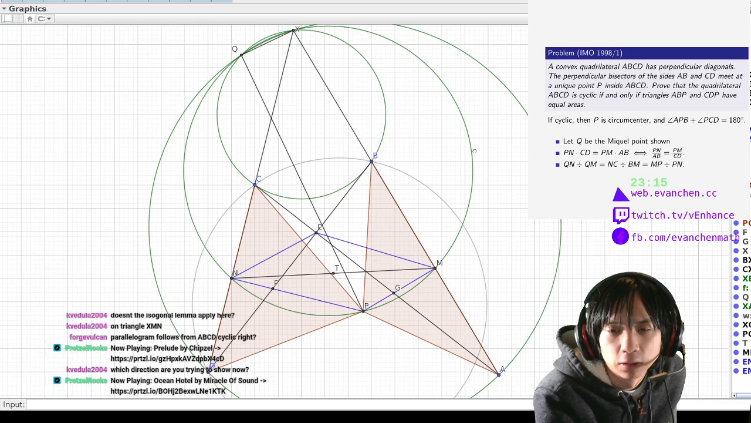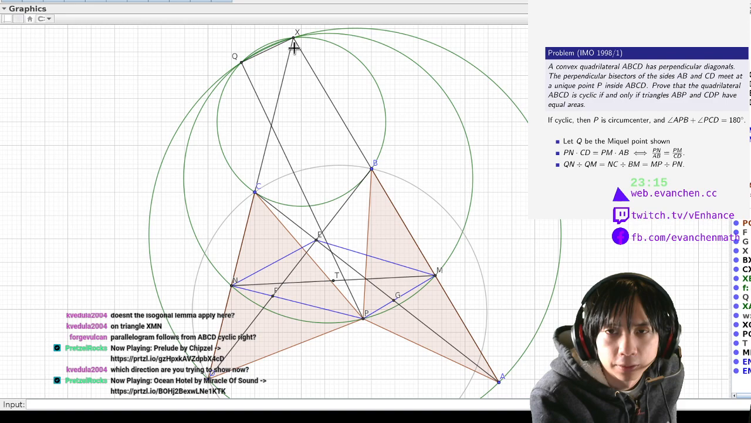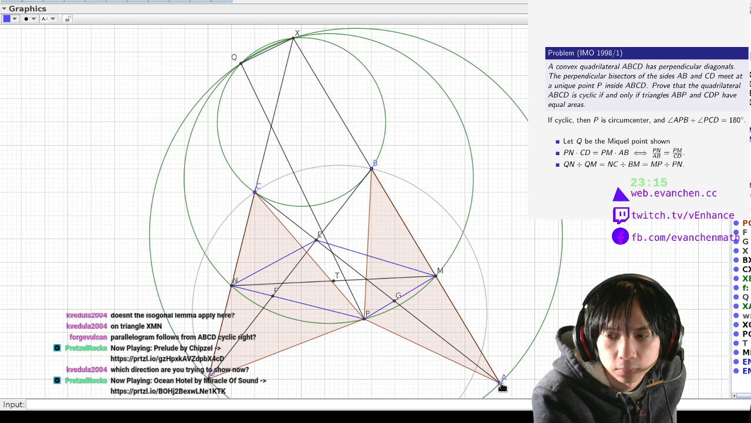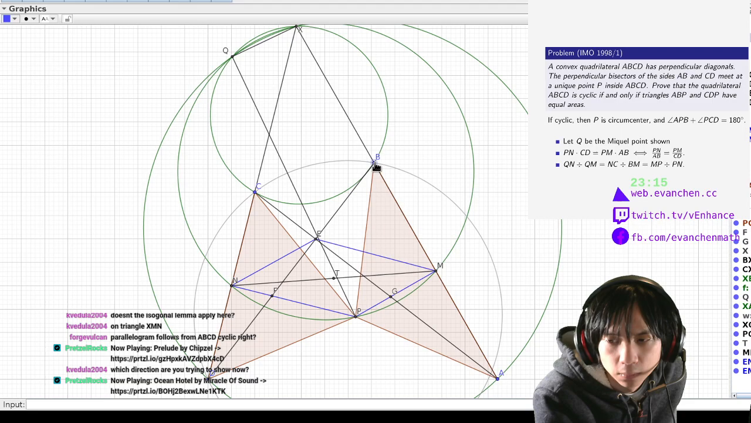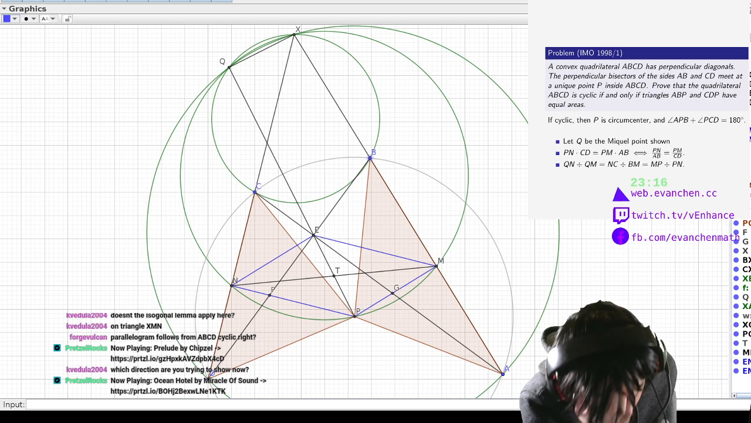we know that the ratio, this times this is equal to this times this, i.e. the two red triangles of equal area. We draw a Miquel point and so on, and the ratios tell us a bunch of things. These points are definitely going to be collinear. I don't know if that's the route we want.